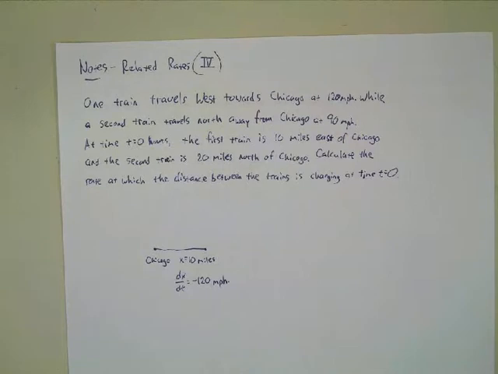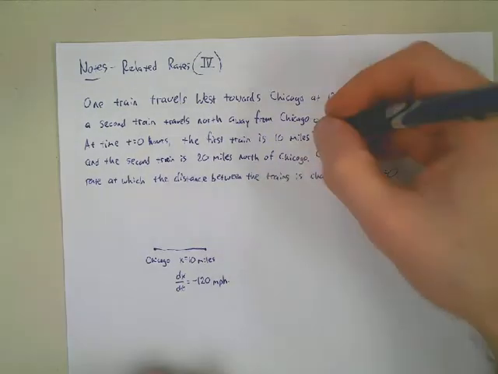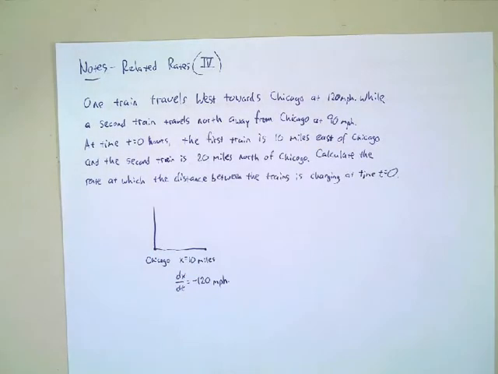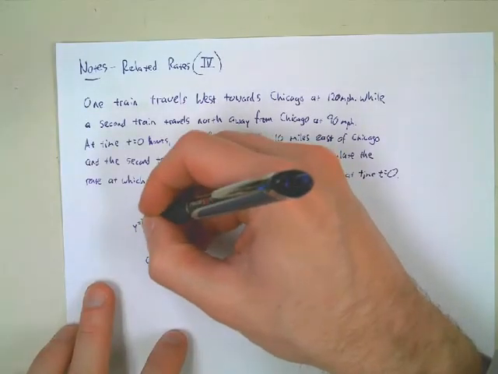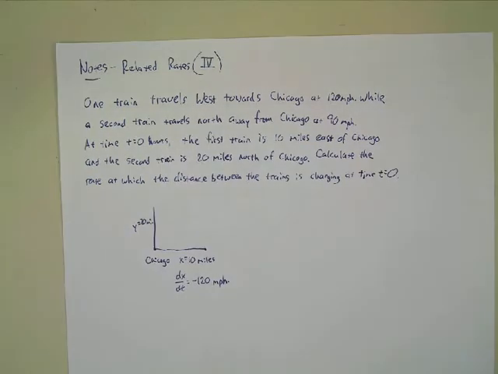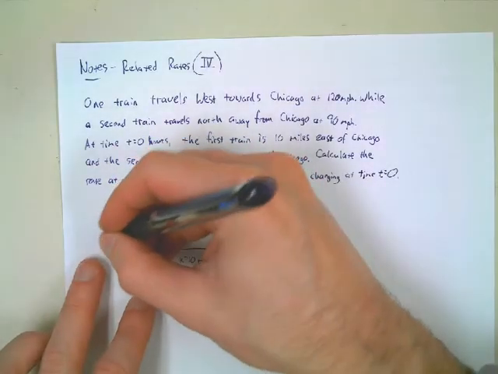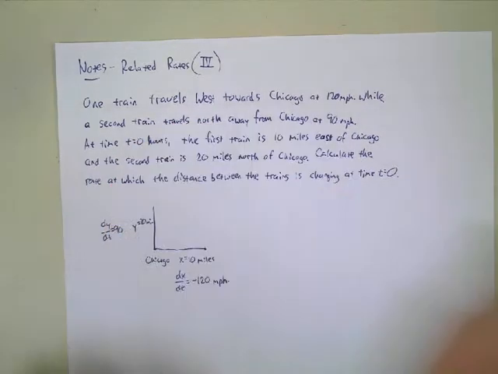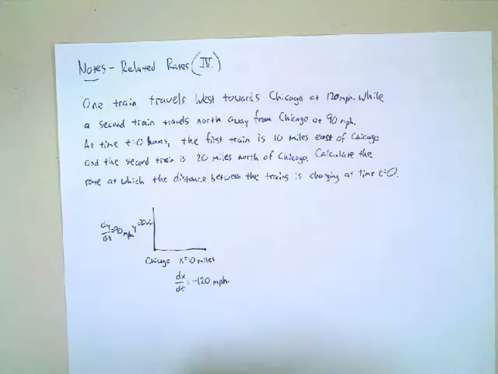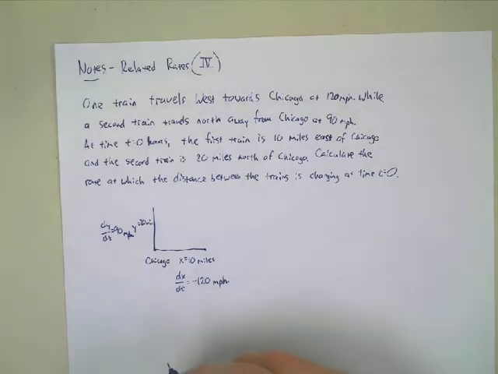Simultaneously, we have another train traveling north away from Chicago at 90 miles per hour, directly up from Chicago. What's the distance that train is? 20. I'll use y because that's a vertical distance, so y is 20 miles. Do we have a rate of change of y? Yes, dy/dt, the rate of change of the distance away from Chicago. Is that positive 90 or negative 90? Positive, because it's going away. So 90 miles per hour. Good.